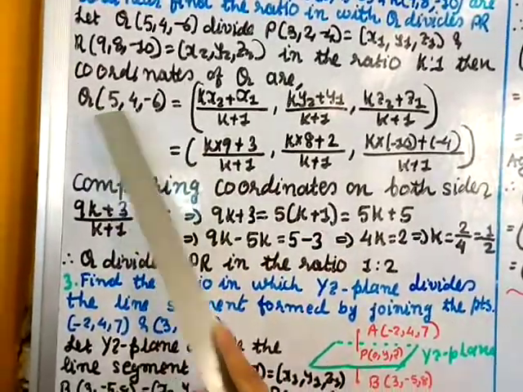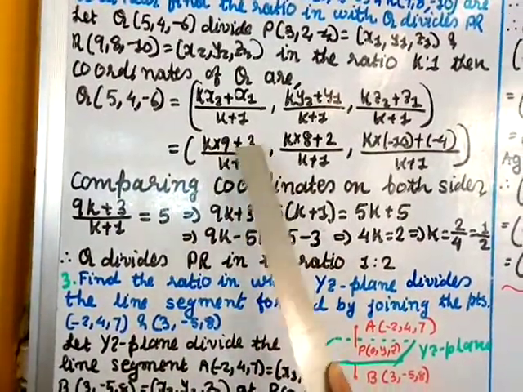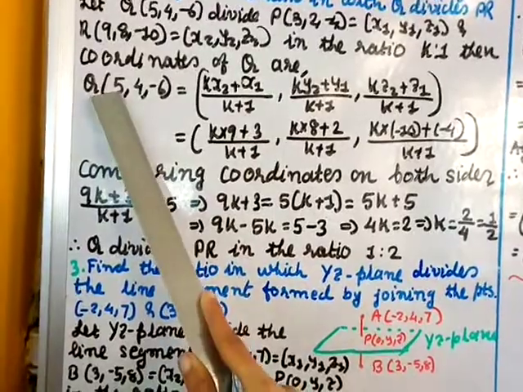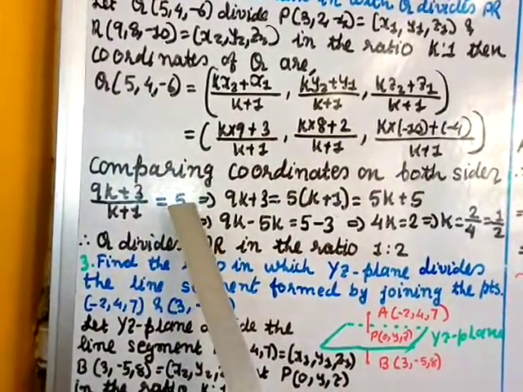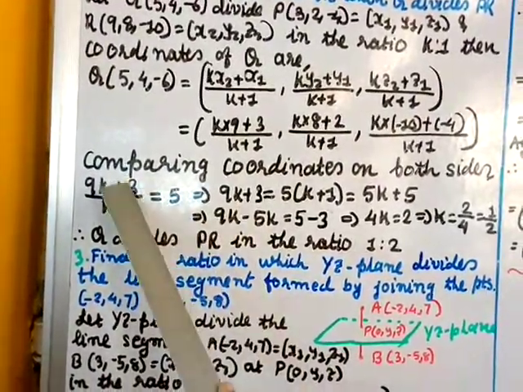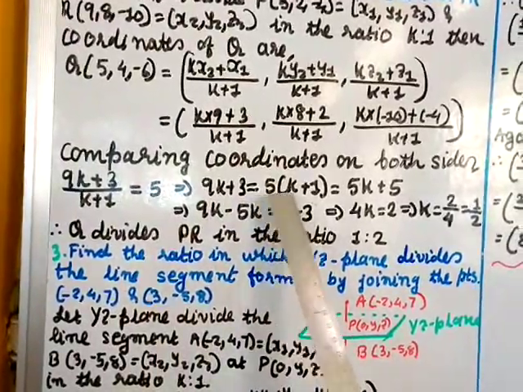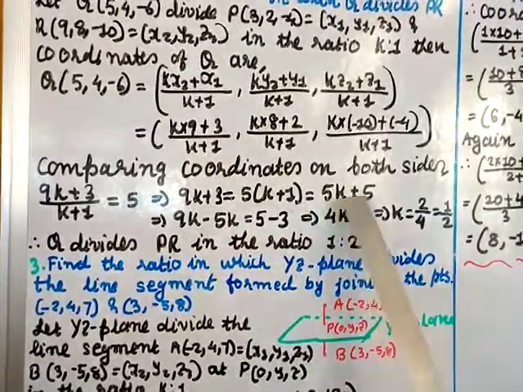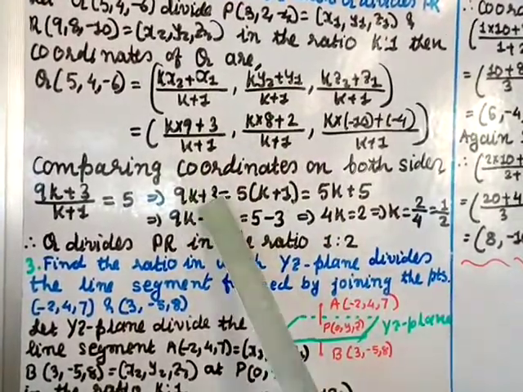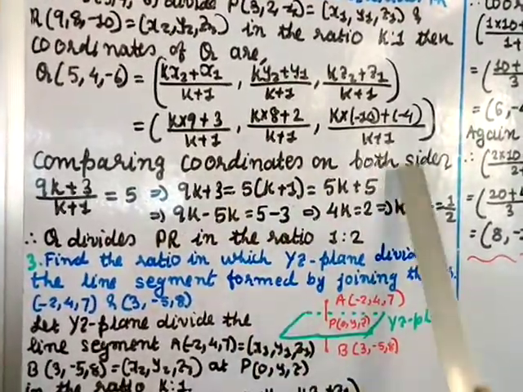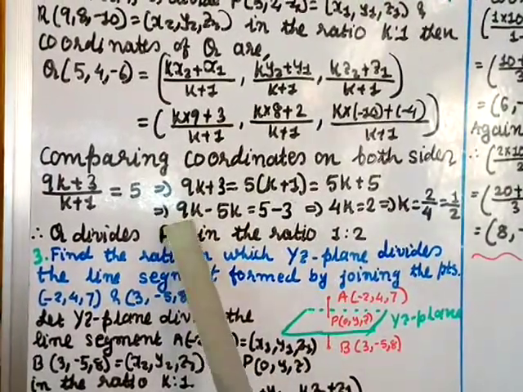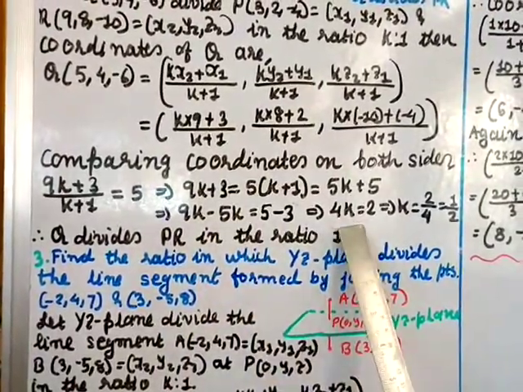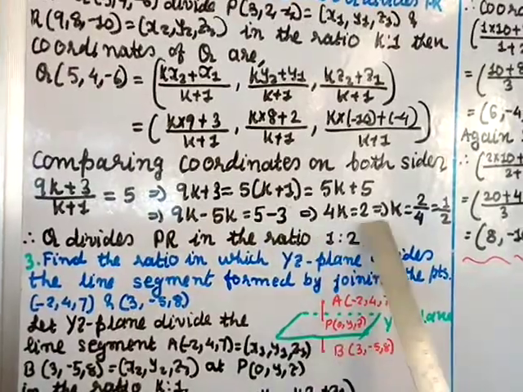So let us compare the first one. So (9k + 3) divided by (k + 1) equal to this side, first one is 5. k plus 1 transfer over here, multiply with 5. So here remains 9k + 3 equal to 5 into (k + 1). 5 multiply in the bracket, so 5k, 5 into 1 plus 5. 5k transfer over here becomes minus 5k, plus 3 transfer over here becomes minus 3. So 9k minus 5k gives you 4k, equal to 5 minus 3 gives you 2.